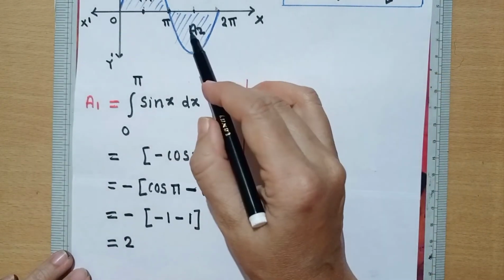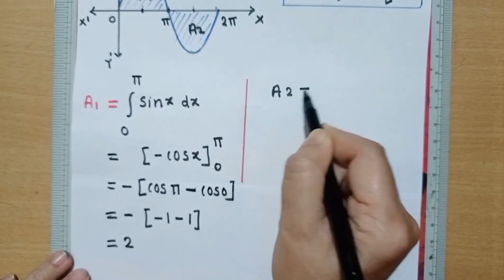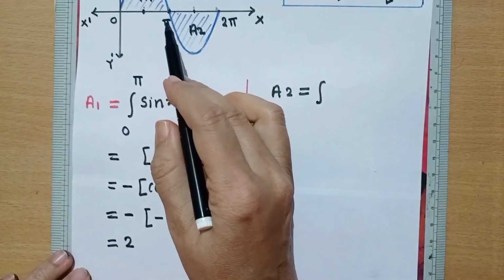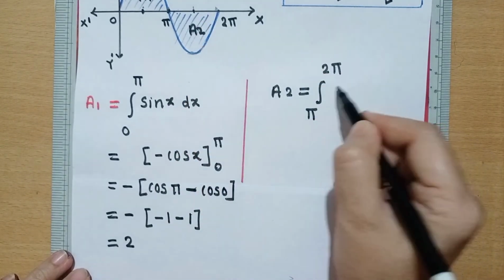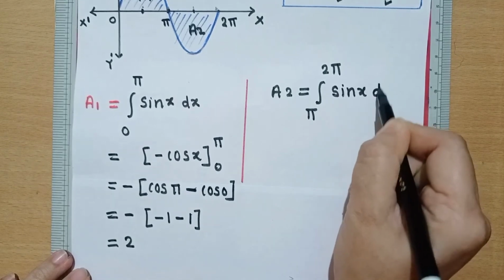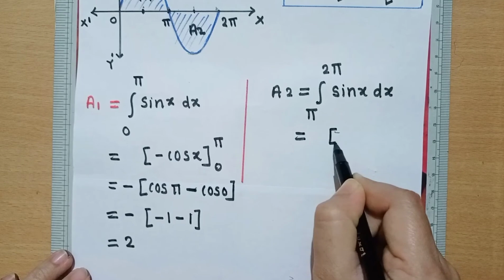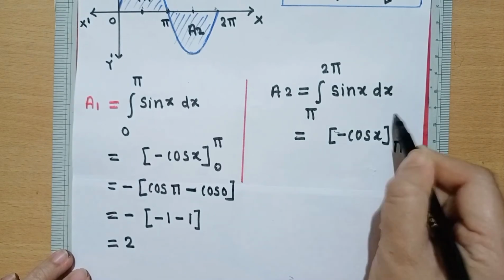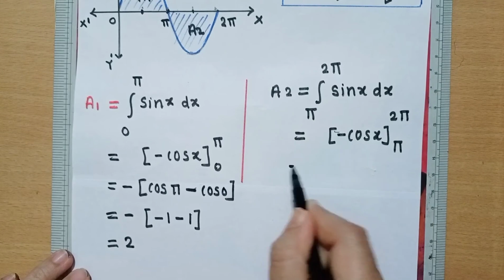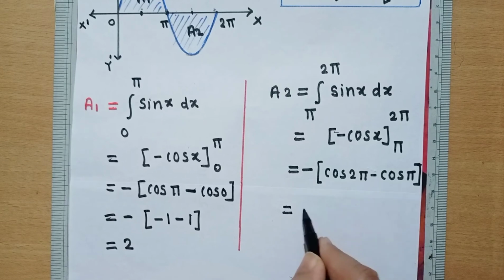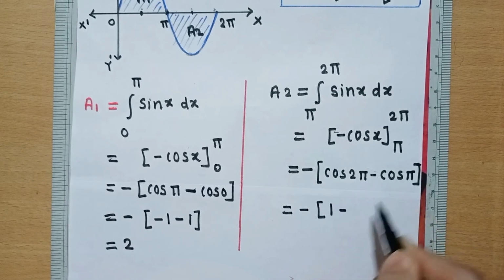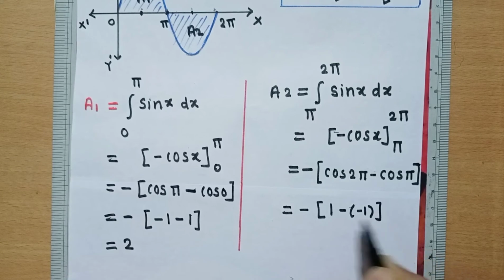Now we will find A2. So A2 is again the integration, from pi to 2 pi, of this function sin of x dx. Again the same answer, which is minus cos of x from pi to 2 pi. Now again we will take the minus out and then substitute these limits. Cos of 2 pi is 1 and cos of pi is minus 1. And again check, minus minus is plus. So 1 plus 1 is 2, and so this answer is minus 2.